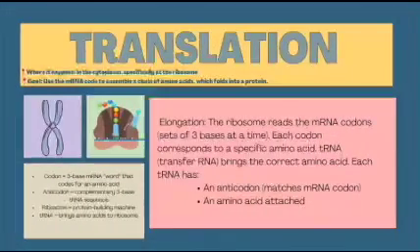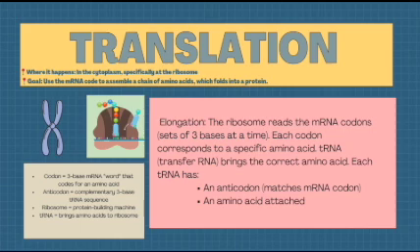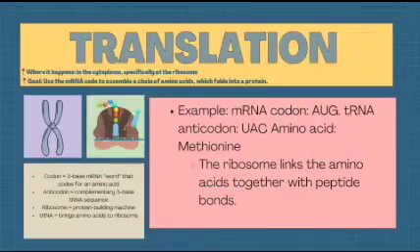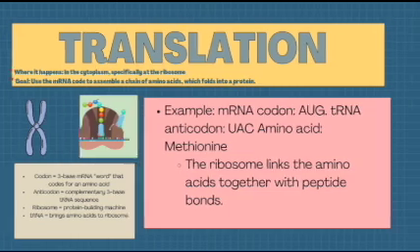Then we have the elongation. The ribosome reads the mRNA codons, which are a set of 3 bases at a time, and each codon corresponds to a specific amino acid. tRNA brings the correct amino acid. Each tRNA has an anticodon and an amino acid attached to it. We have an example. mRNA has a codon of AUG, and tRNA has an anticodon of UAC. The amino acid is methionine. The ribosome links the amino acids together with a peptide bond.